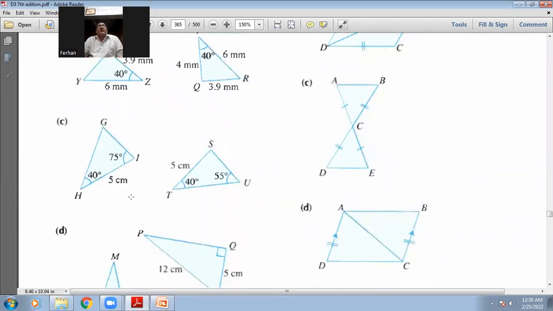So question number 4, and it's C part. Here you have what we call a bow. So this CA side and the CE side are both equal. The CB side and the CD side are both equal to each other. And then this angle will be congruent to this angle. They are vertically opposite.